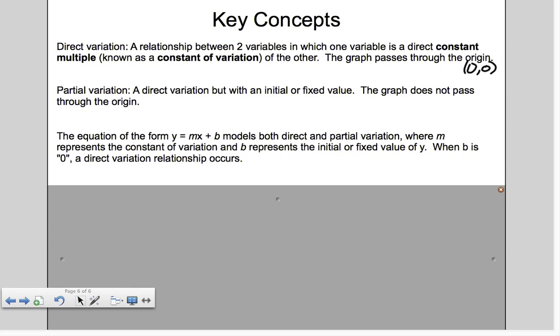Okay? So m is your constant of variation, where m represents the constant of variation and b represents the initial or fixed value of y. So when b is 0, that means we have a direct variation relationship. Right, and we saw that in the Tim Hortons example, right? It was just 1150 times h. We're not adding or subtracting anything. Any questions on this?